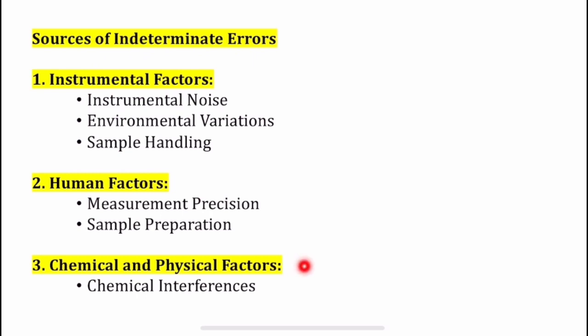In chemical and physical factors, chemical interferences occur when the substances in the sample interact with the analyte or the detection method, leading to erroneous results. The physical properties of the sample, such as viscosity, particle size, and phase, can significantly influence analytical measurements. For instance, highly viscous samples may be difficult to handle and measure accurately, while heterogeneous samples can lead to uneven distribution of analytes.